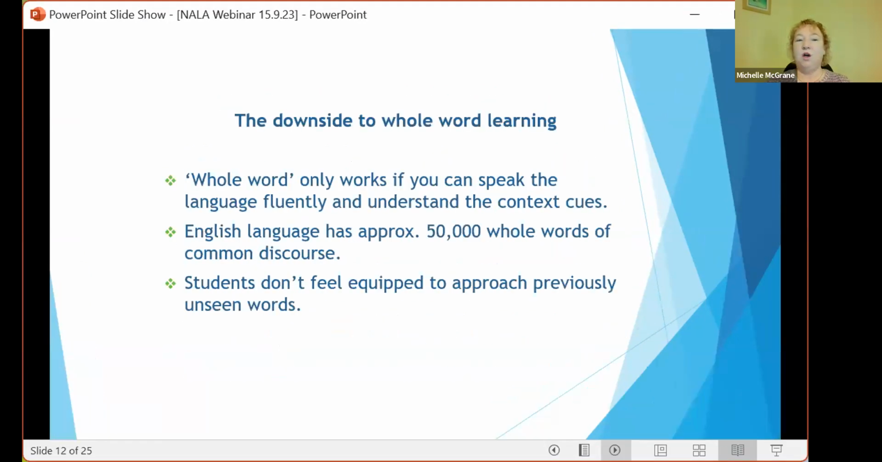The downside of whole word learning, we can sum it up in these 3 points. This is very brief. Please excuse the brevity because of time. The first problem is that it only really works if you actually can speak English or the language that you're learning. So it relies heavily on things like context cues, pictures, what do you think is going to happen next, using the context clues of the rest of the sentence. But if you actually don't know the English language and you don't know the meaning of the words, you're a bit scuppered there.